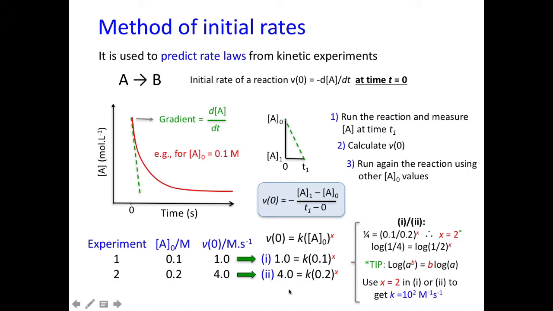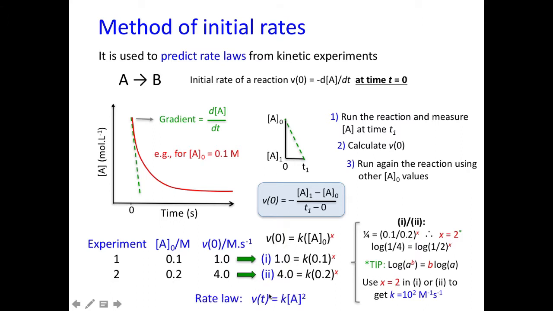Now we can just use x equal to 2 in either of these equations, the first or the second, and we get k is equal to this. If you use the correct units in the concentration, with the correct exponent, the units of k come automatically. So here we have molar^-1 second^-1. Just remember the units of reaction rates are molar per second.